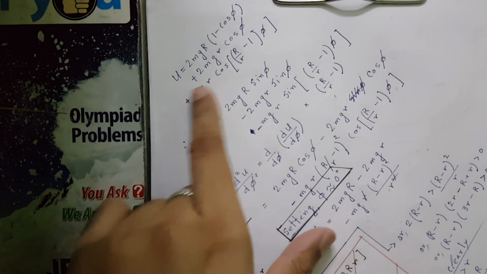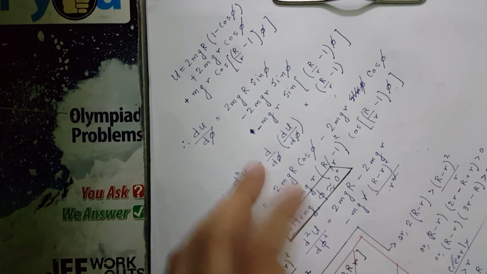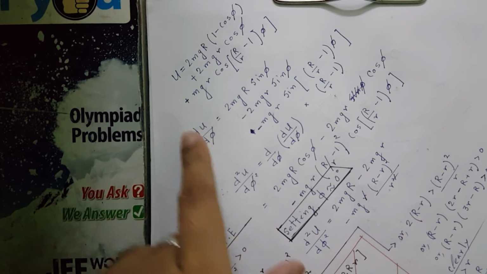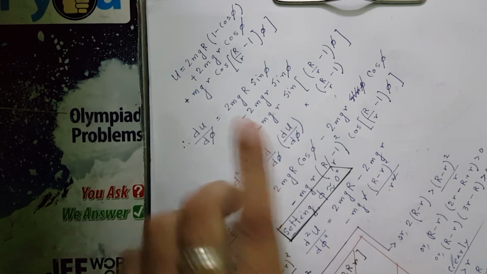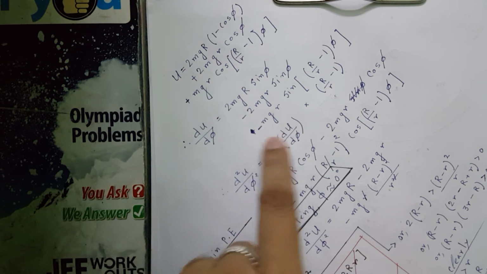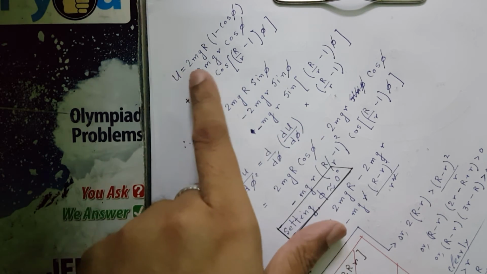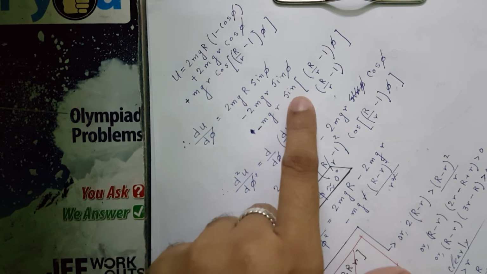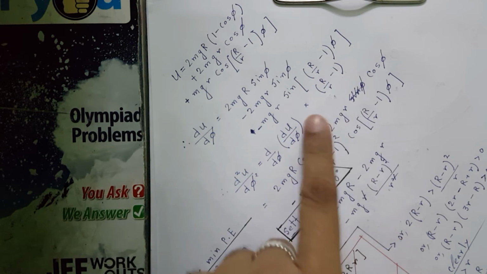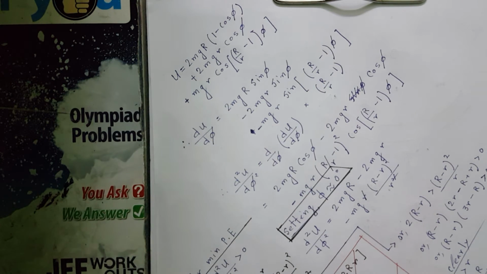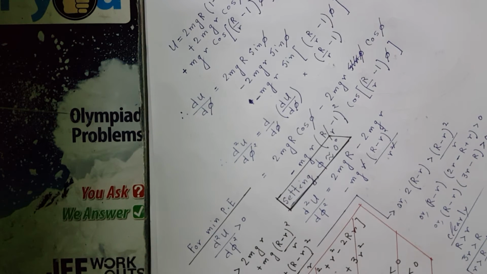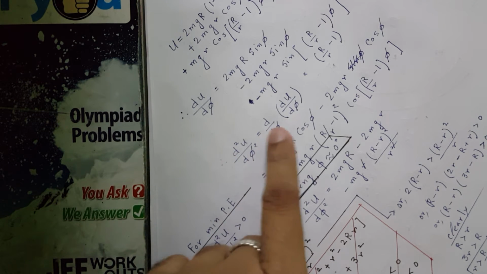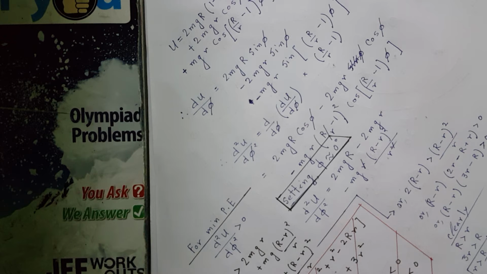Once we have the potential energy of the system, our next step is to differentiate. So dU d phi, we will do simple differentiation. If you differentiate it to first order with respect to phi, you get 2 mgr sin phi minus mgr sin of (R minus r) phi into (R minus r) by r. Very simple approach. Second time, again differentiate, so you differentiate it two times and you get d2U d phi 2.